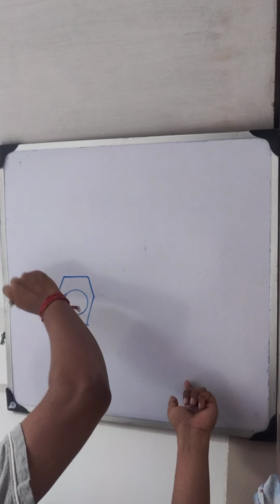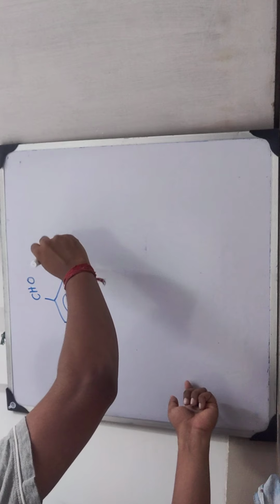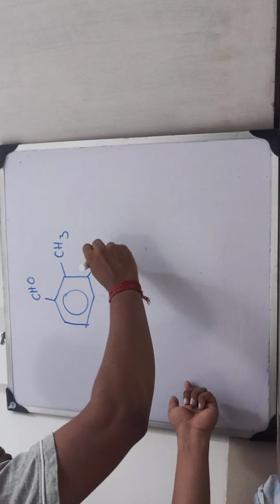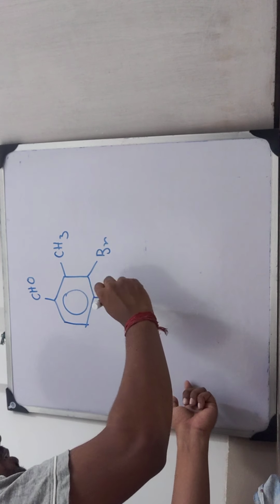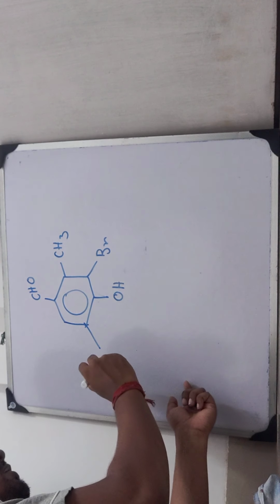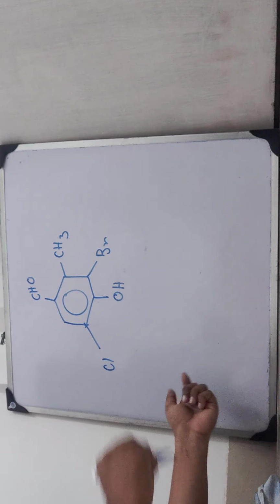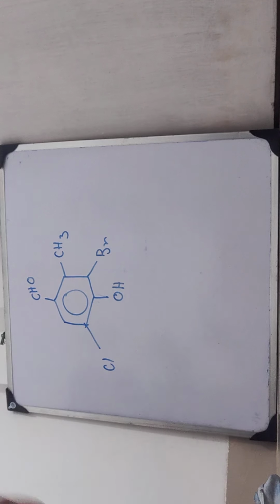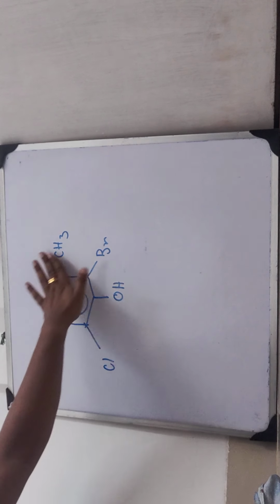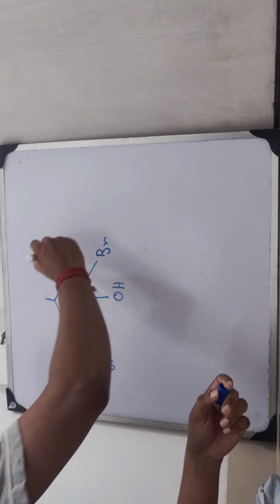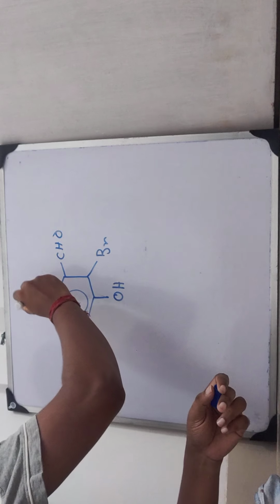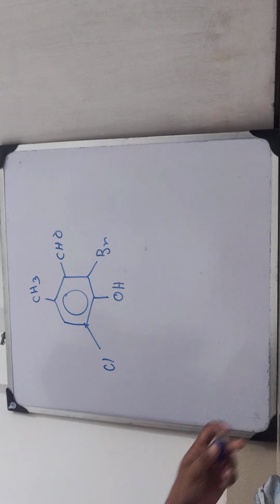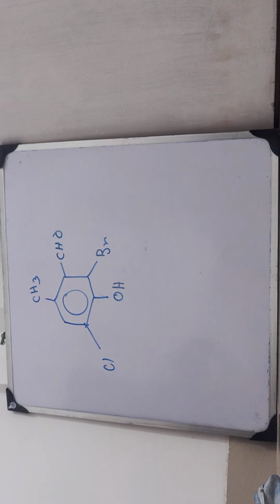Suppose CHO is present. Here a CH3 is present. Here a bromo is present. Here an OH is present. And here a chloro is present. Now, what will be the name of this compound? Okay, but suppose CHO is present here, and I have done it intentionally. CH3 is present here. Now tell me what you will do.